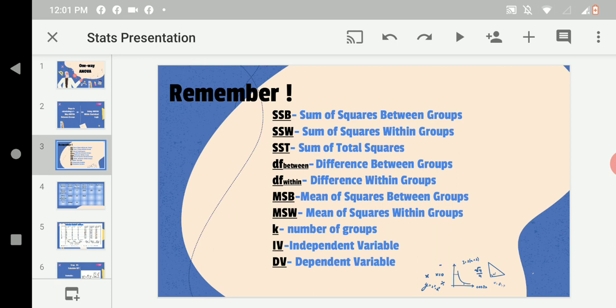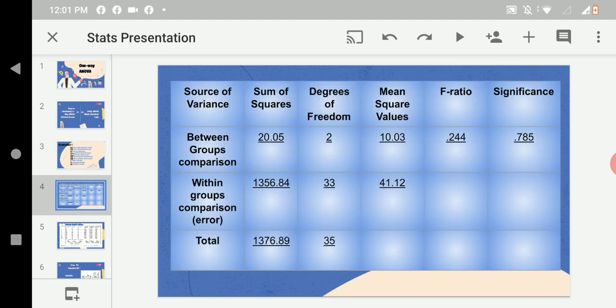So in the previous discussion, I already read this to you, and you can go back to this slide for you to remember the terms that we needed in calculating the one-way ANOVA between groups. Now, we have here a table that we need to fill out.